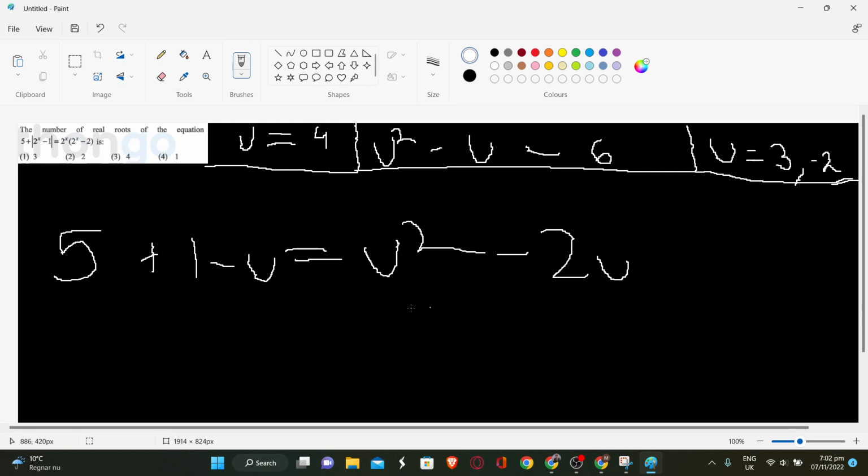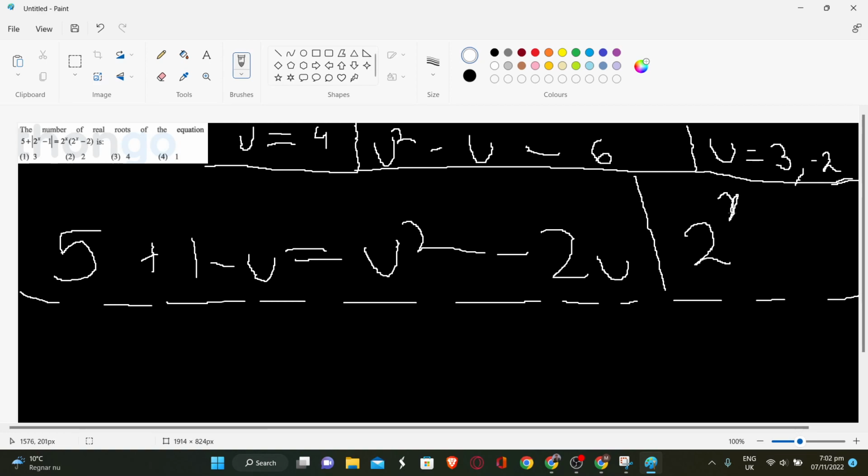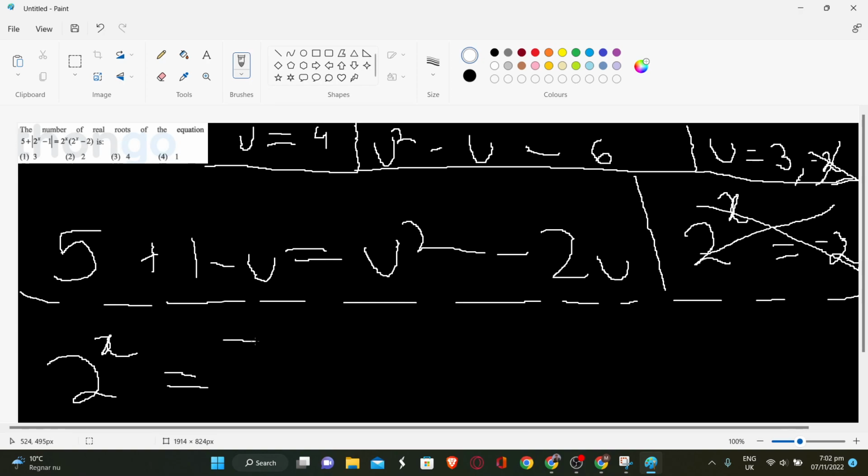But anyway, let's just go here. u to the power 3 and minus 2. So we already said that 2 to the power x cannot be a negative number, so 2 to the power x cannot be equal to minus 2. Therefore we are gonna eliminate this option, and the only other choice that we have left is u equal to 3. But now listen to my problem, okay? 2 to the power x is equal to 3.